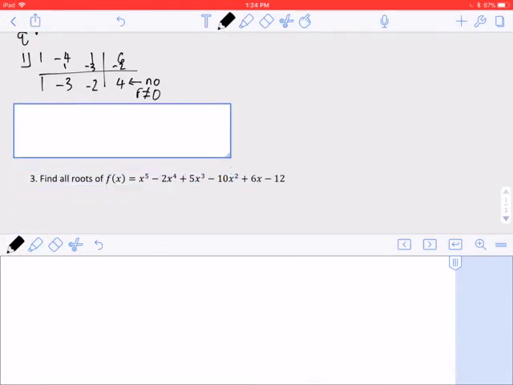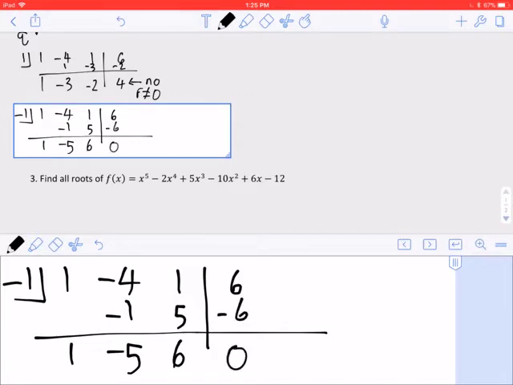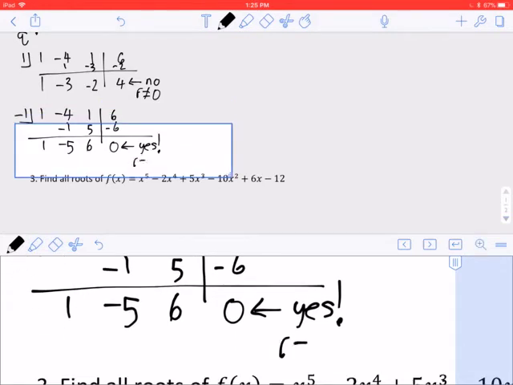So let's try again. Let's try negative 1. One times negative 1 is negative 1. That makes negative 5. Makes 5. That makes 6. That's negative 6. And that's 0, which is what we want. Yes, we got a remainder of 0. So that means that x equals negative 1 is one of our roots.